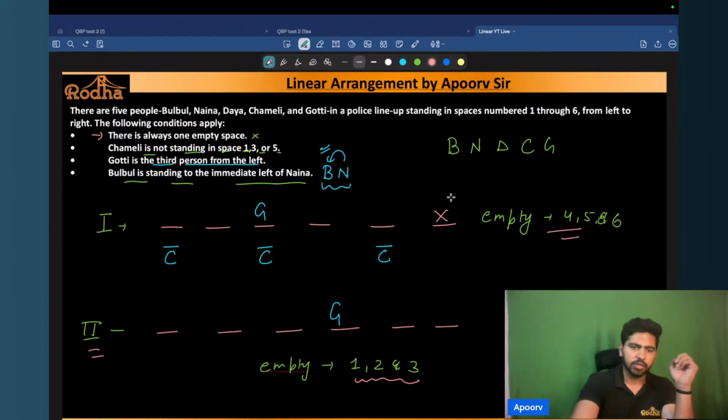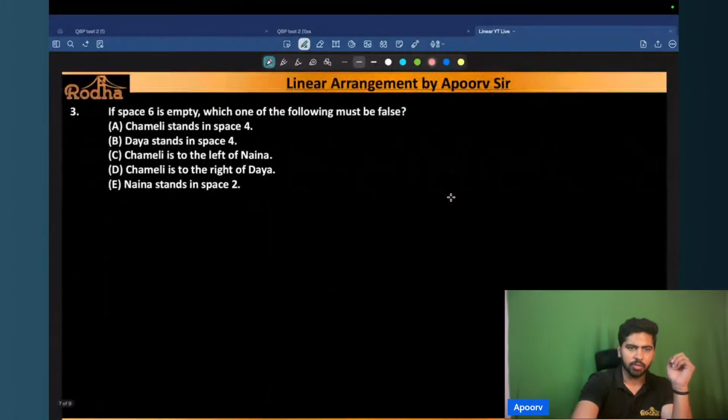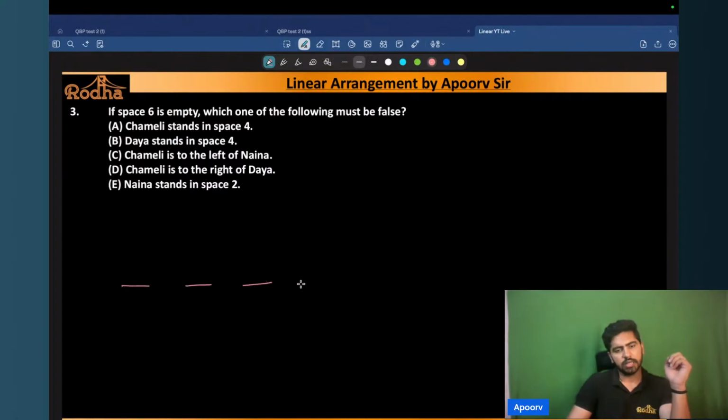So I'll go back to my question here and I will stick to my first case, right? So space number 6 is empty. So I say 1, 2, 3, 4, 5, 6, right? So space 6 is empty. So I'll put this as an empty space and Gauti is the third person from the left.